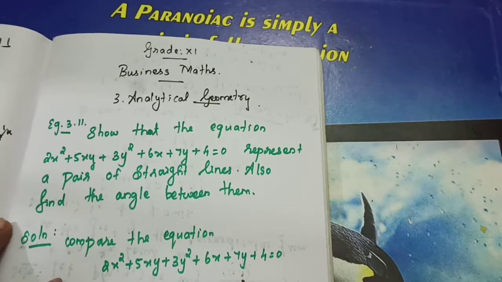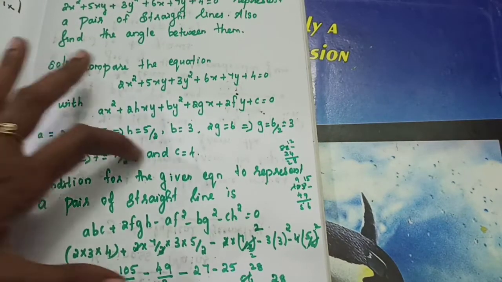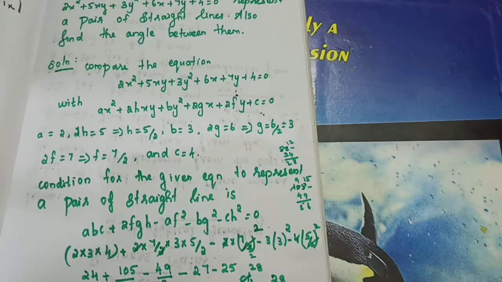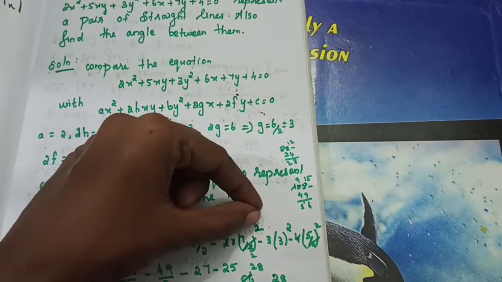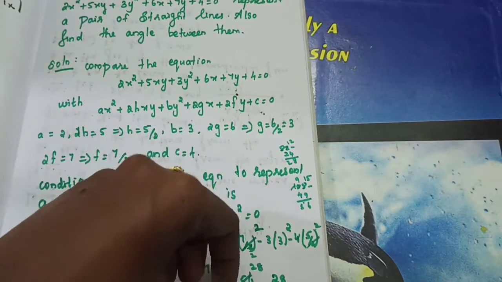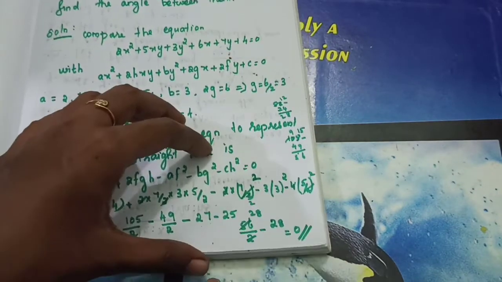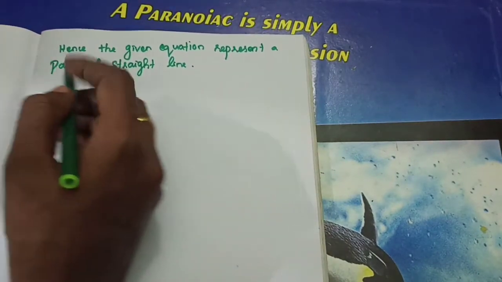All of you understand? So what you need to do, first you compare, find out all the values. It is given in the question, show that the equation represents a pair of straight lines. This is a condition. Substitute all the values. If you get the answer as 0, you will say it represents a pair of straight lines. So in this question, one more question is there. You need to find the angle between the pair.